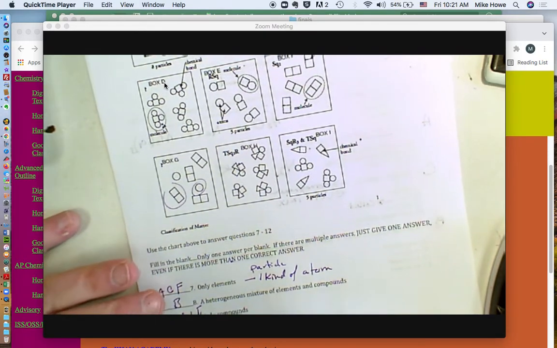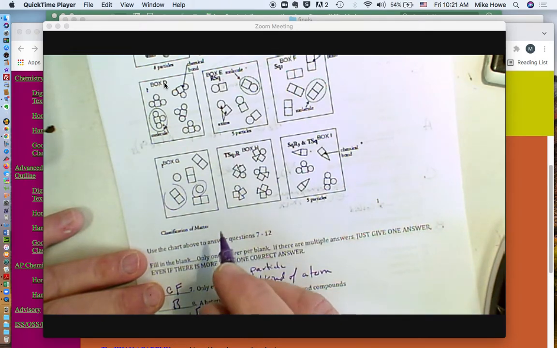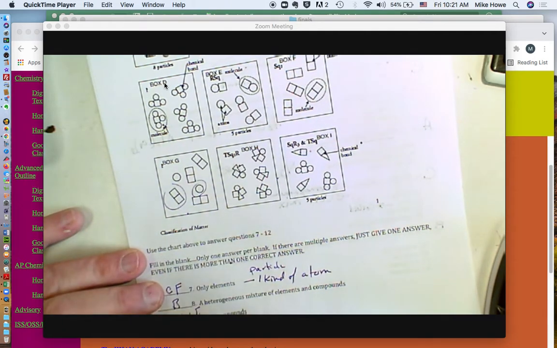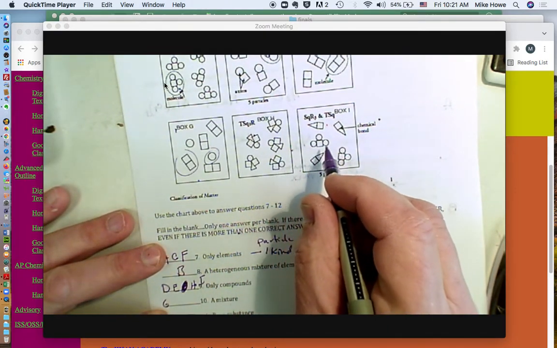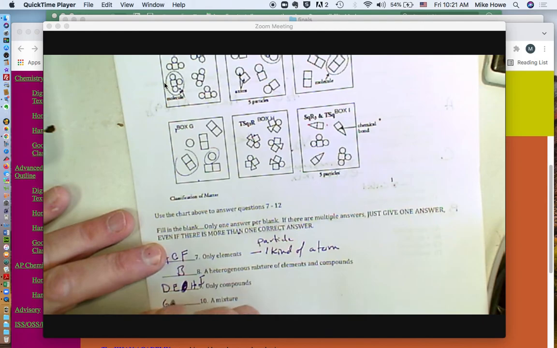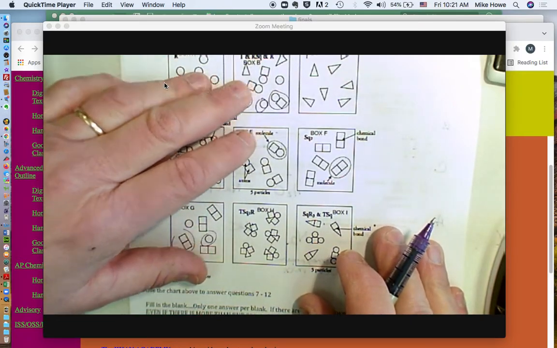A mixture, that's where you have different things in the same container, but they're not chemically connected. So a mixture would be G, because there's two different things there. A mixture would be I, because there's two different kinds of compounds. And a mixture would be box B.